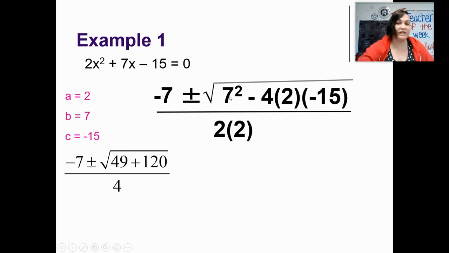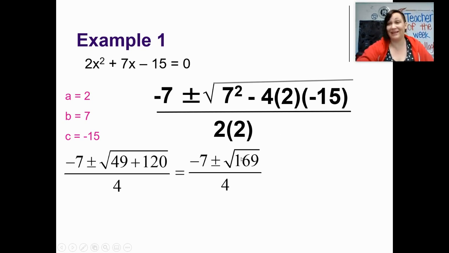Okay, so again, I did 7 squared is 49. 4 times 2 times 15 is 120. And the minus sign with the negative sign became a plus sign right here. And then 2 times 2 is 4. Now for right now, I'm just going to focus on the square root sign. So the next thing I'm going to do is add the 49 and the 120, which is 169.